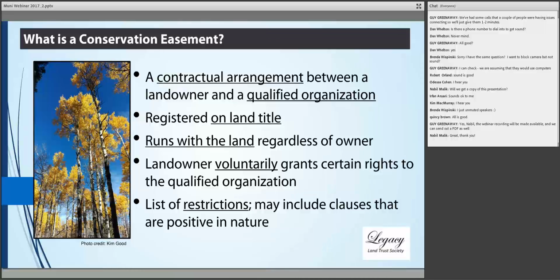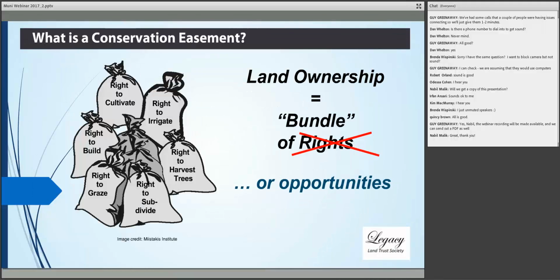So conservation easements can allow that positive comment. So if we consider land ownership as a bundle of rights, or in this case, we have crossed out and said opportunities. And the reason being is we've listed right to cultivate, irrigate, harvest trees, subdivide, graze, right to build. So all the things you can do when you're a landowner, but not all of those things actually are rights.